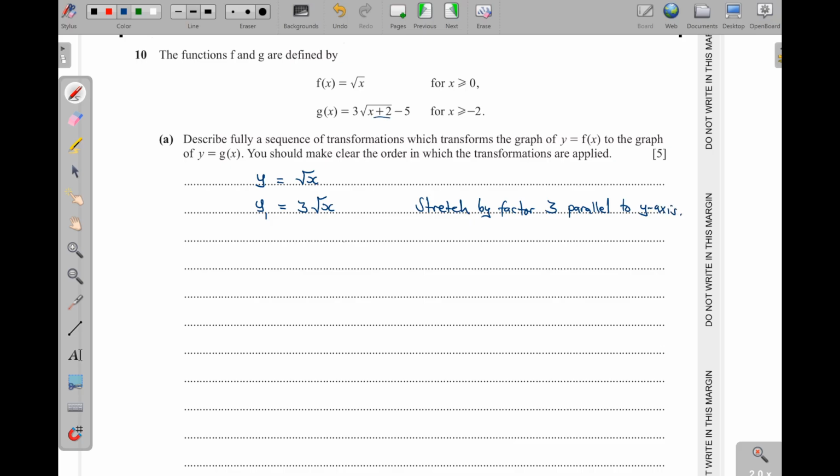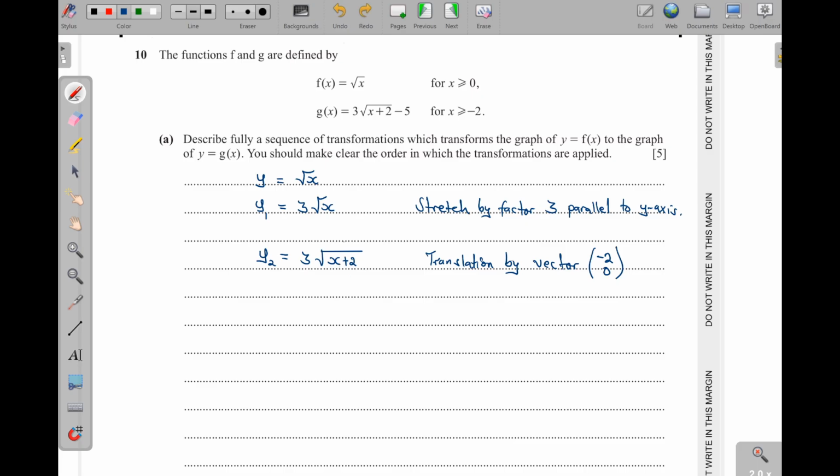Then next, I can see something added on the x here. So my y2 can be 3, then root of, then x plus 2. Now here, since we have added an x, when it is coming out, it comes out as a negative. So this is a translation by vector. We have 0. No, it's on the x. So we have minus 2, 0. You change the sign.